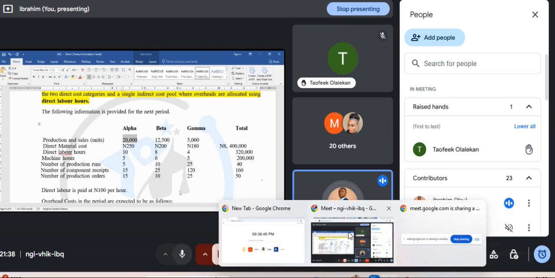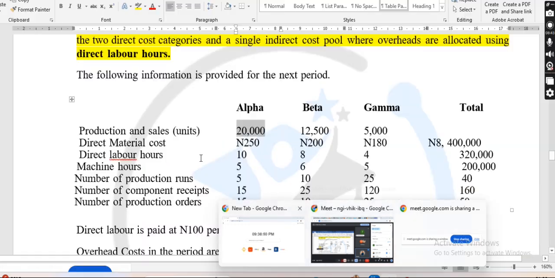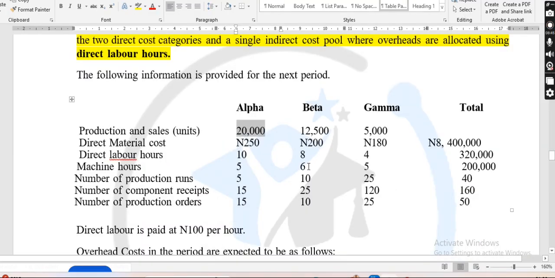Are we still together, class? Good. Now, you can see machine hours is 6 hours per unit, right? Although it is not stated, you should know that this is hours. The question is, if they use 6 hours to produce 1 unit, how many hours will they use to produce 12,500 units? We'll get there, and so on and so forth.